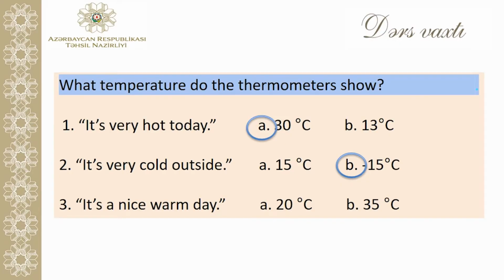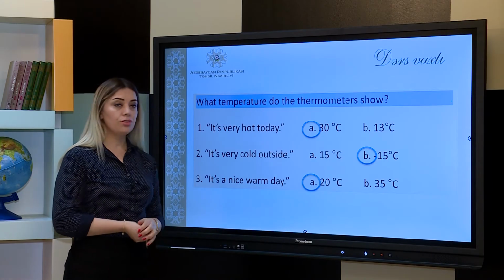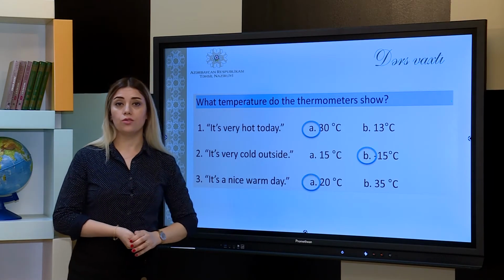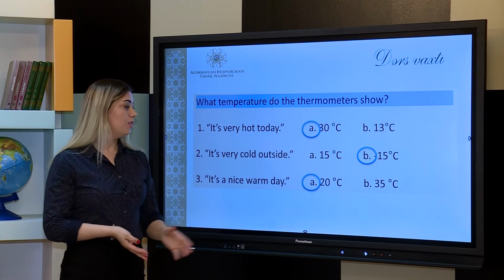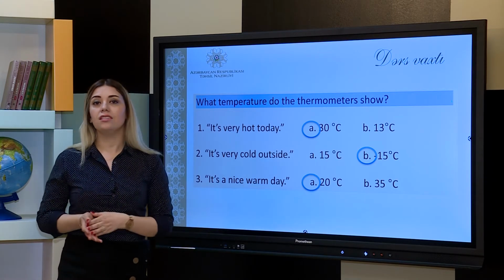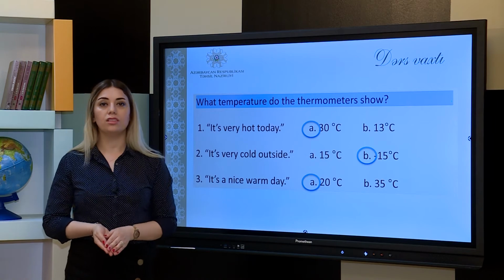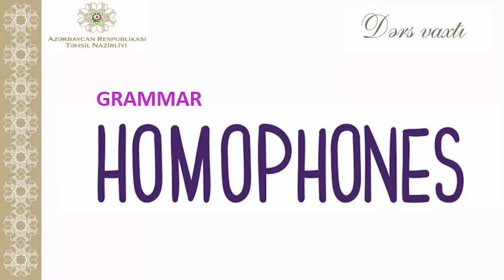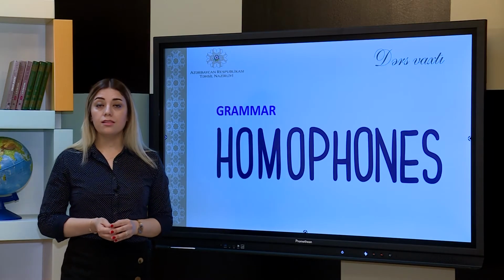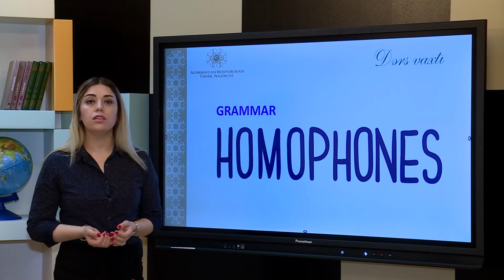Third one. It's a nice warm day. If the weather is warm, the temperature is 20, right? Because 35 degrees Celsius would be very hot. But warm is not too hot and not too cold. For today, this is all about weather and temperature. And now we will move on to the grammar section. In this section, we are going to talk about homophones. Please pay close attention in order to understand.